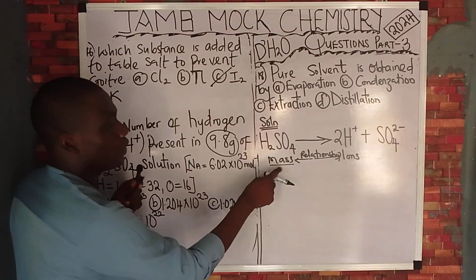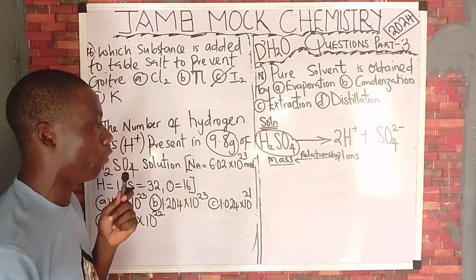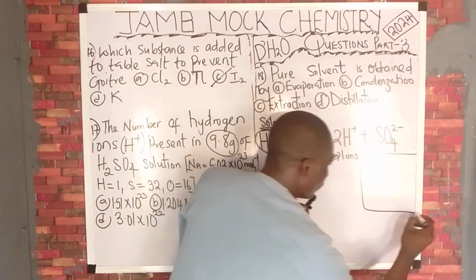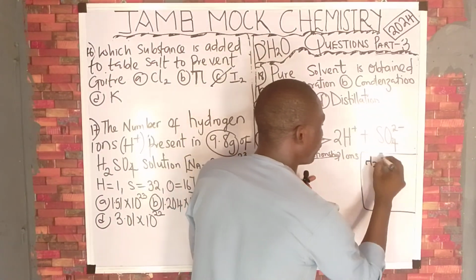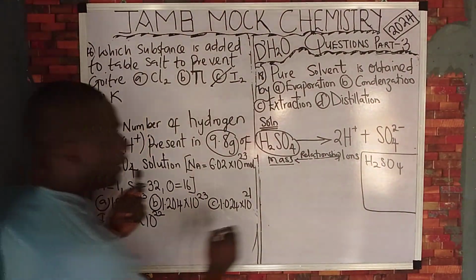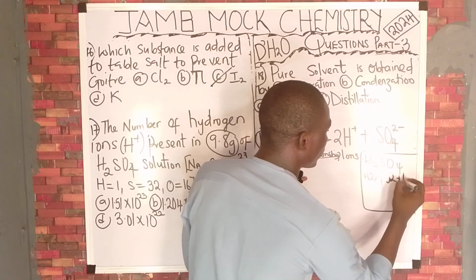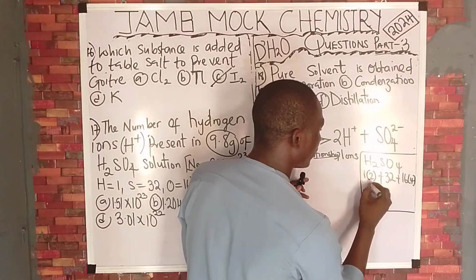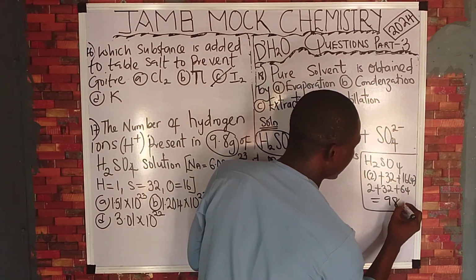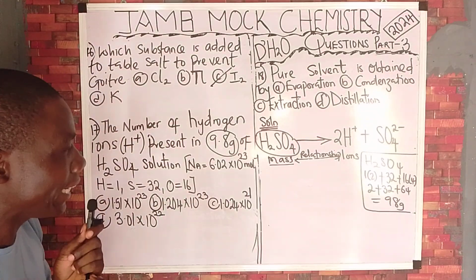Okay, now what we simply do is this. Since we need mass here, let's first calculate the molar mass of H2SO4. How do we get the molar mass of H2SO4? Let's do that quickly. Remember, for H2SO4, you take the masses of each of the atoms in the molecule. Hydrogen is 1, so you have 1 times 2 plus 32 plus 16 times 4. That will give us 2 plus 32 plus 64, and that will give us 98 grams. So the molar mass of H2SO4 is 98 grams.